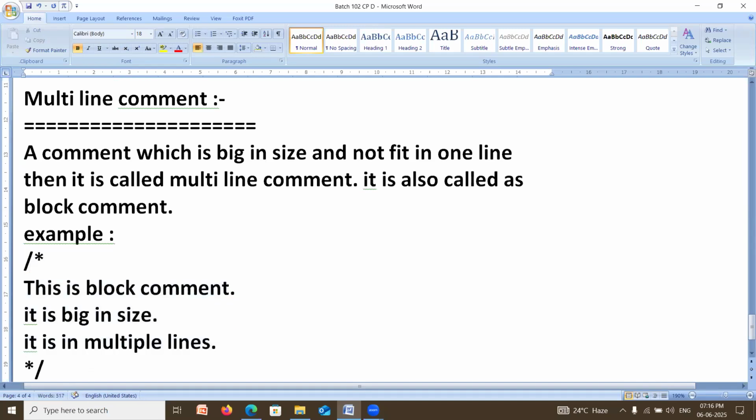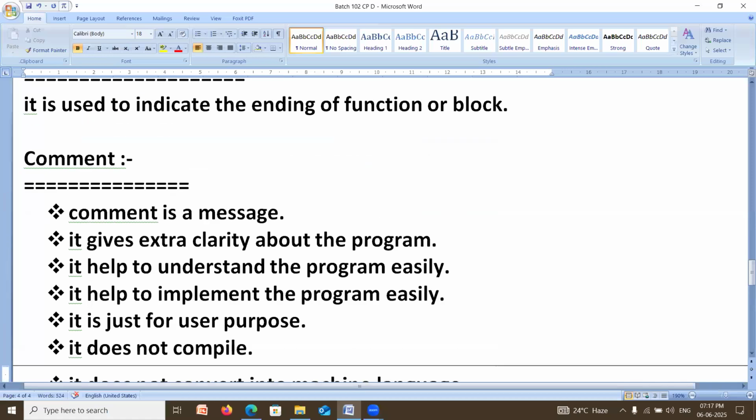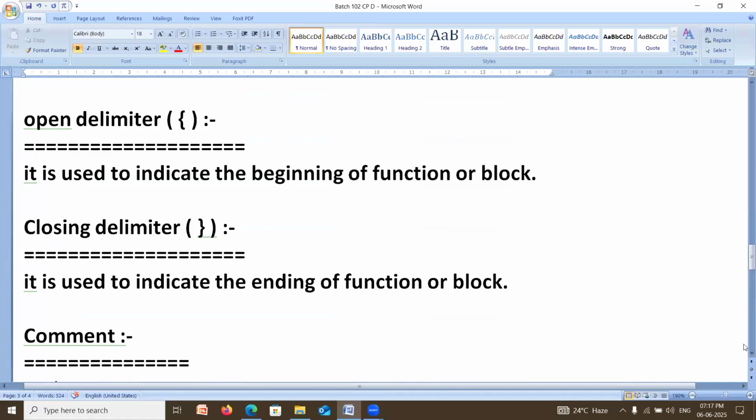It always ends with a star slash. It begins with this symbol, it ends with this symbol. So the comment should always be enclosed between these two symbols, between slash star and star slash. It is about the comments. Now friends, from here note it down.